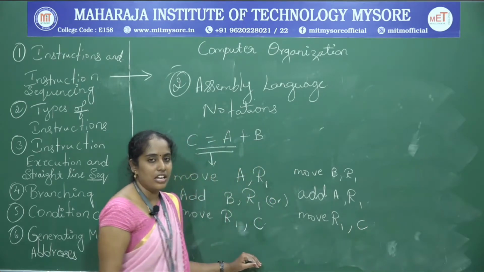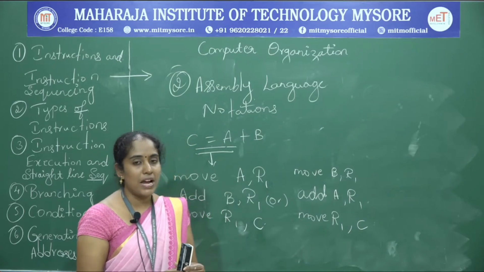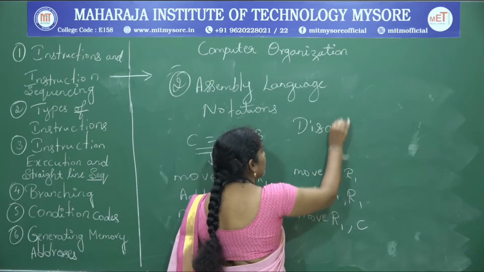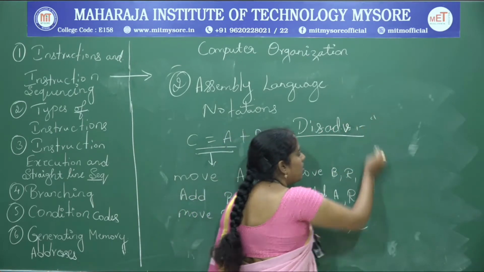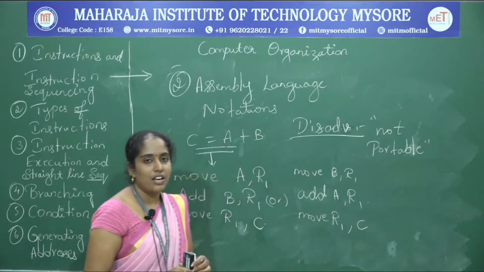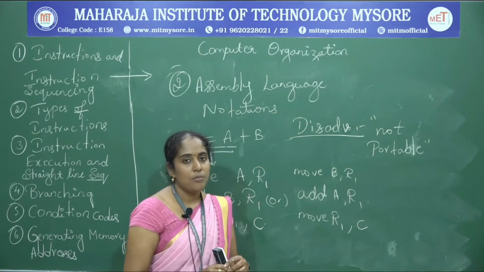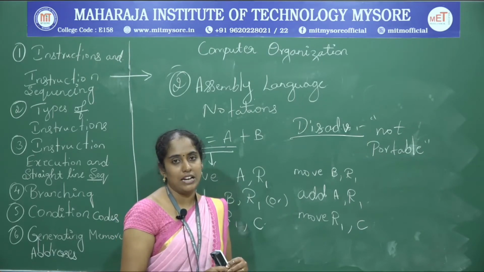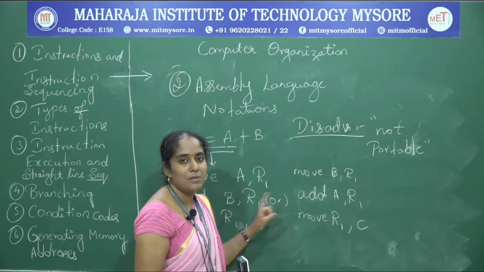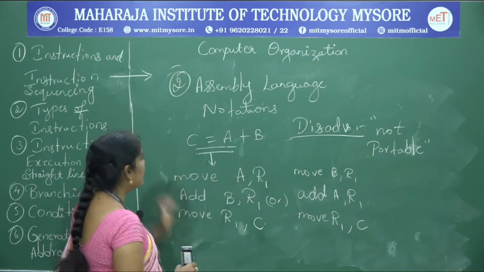This is the assembly language notation. The main disadvantage of the assembly language notation is that it is not portable. It depends on the processor. For that reason we are not using assembly language. Instead we use a high level language to write the program. A high level language is machine independent, so we write programs in a high level language, not in assembly language, which is not portable and depends on the processor. So, this is all about instruction and instruction sequencing.